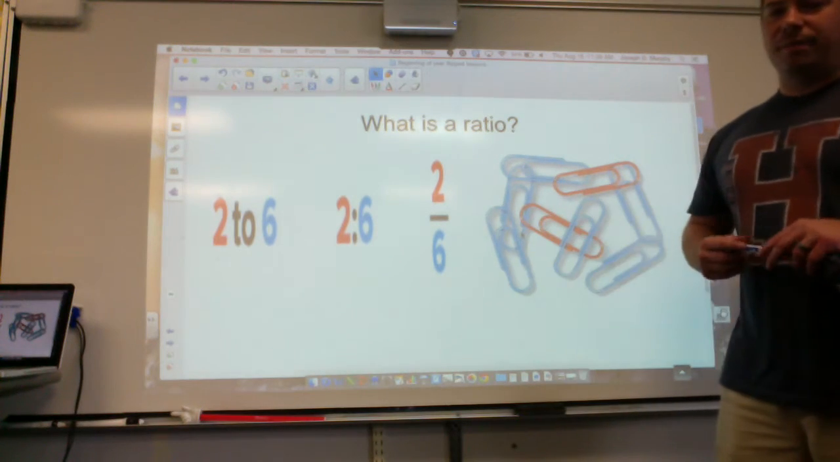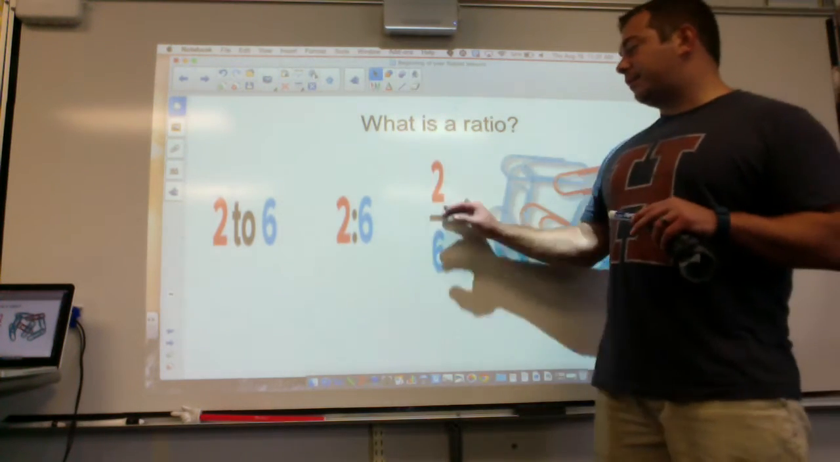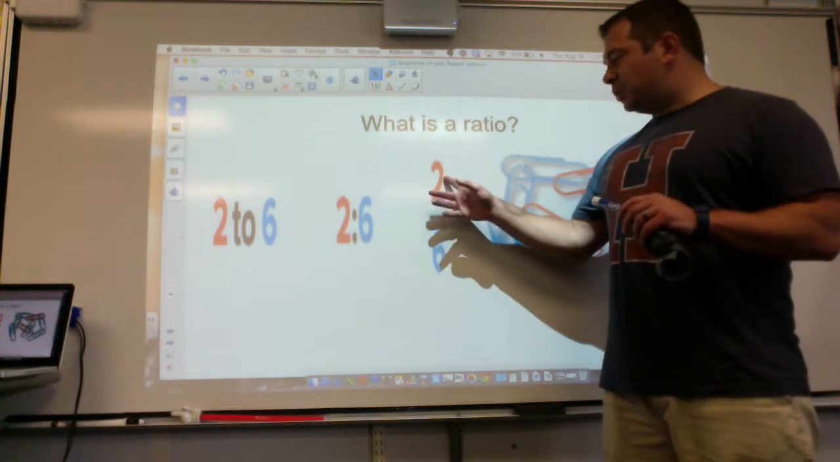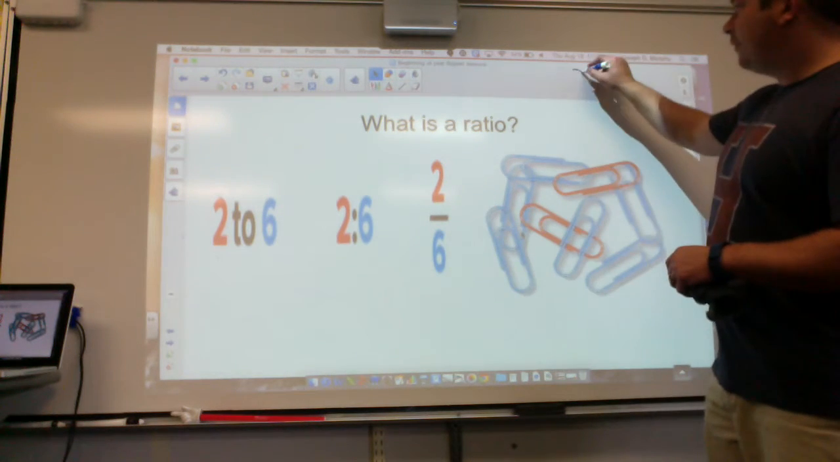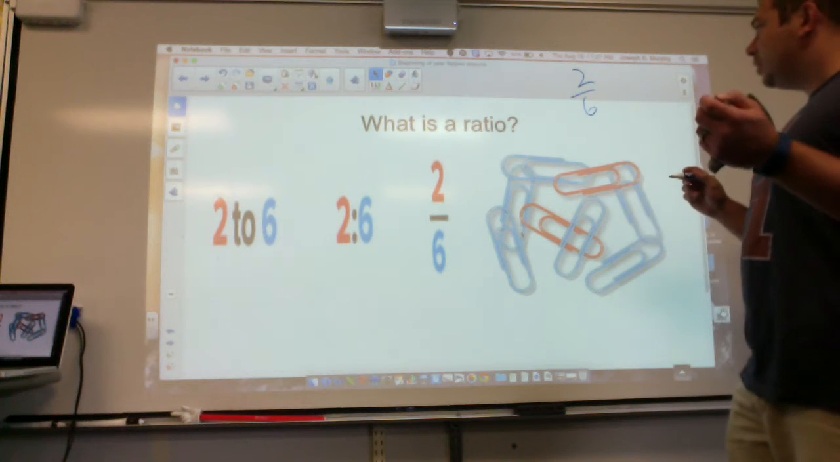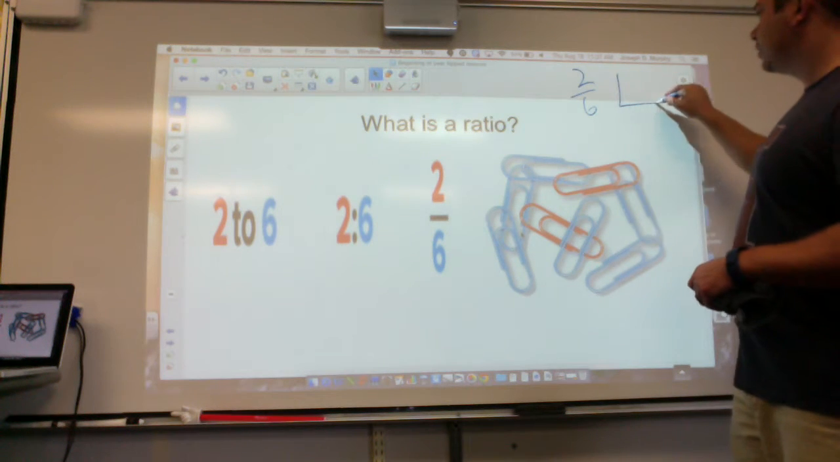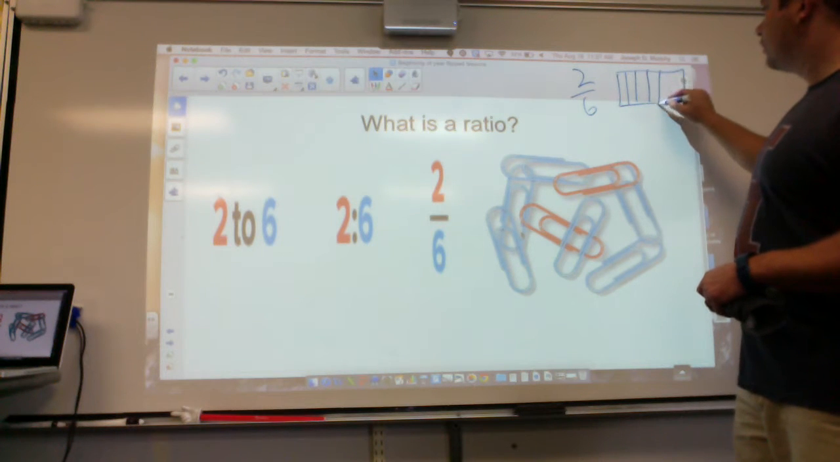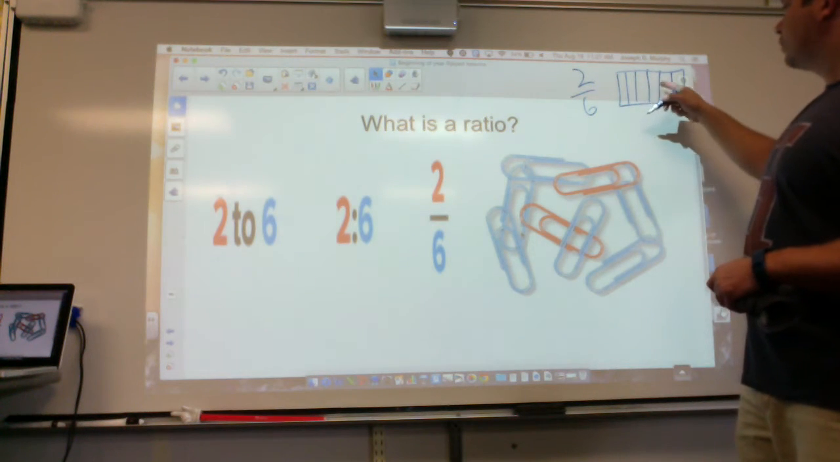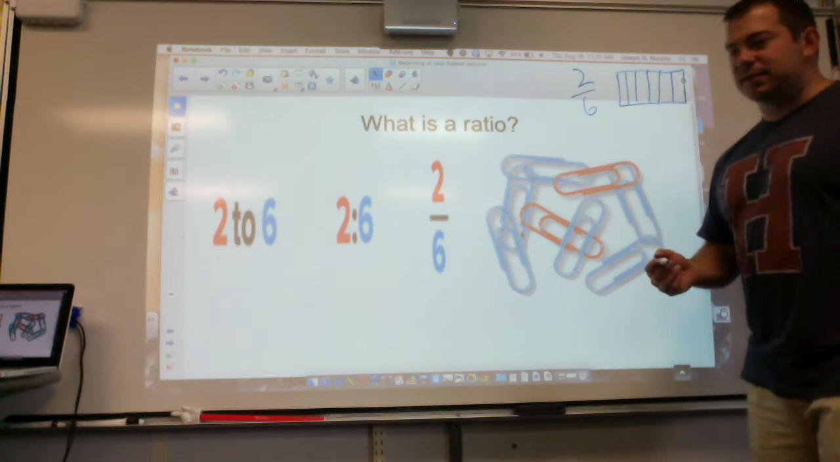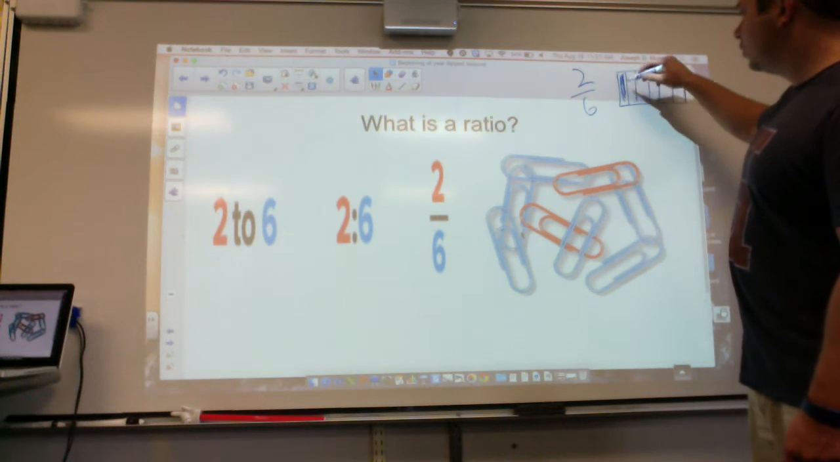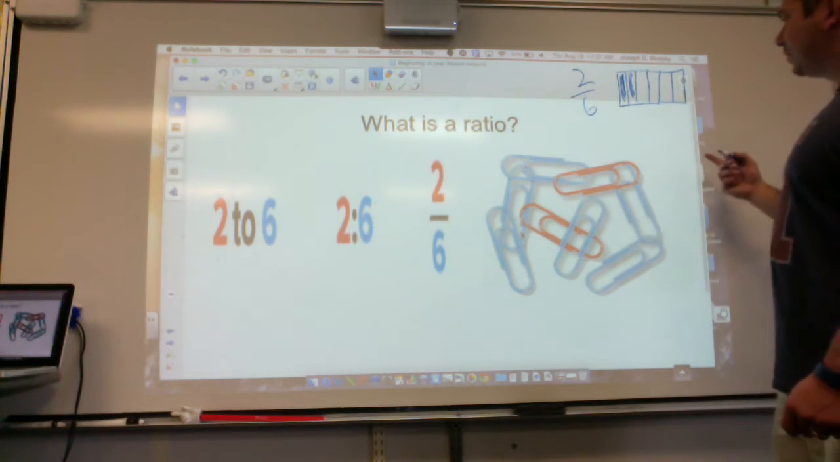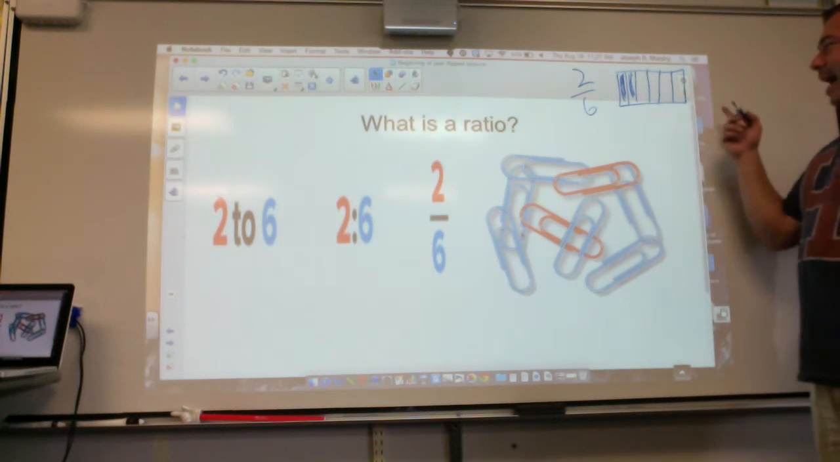Now, some people, like myself, might get confused with the fraction form. Because usually when we talk about fractions, if I were to say 2 out of 6, you might think something like this. Let's break this into 6 pieces. 1, 2, 3, 4, 5, 6 somewhat equal pieces. You might think it's 2 out of 6. So that looks like 2 out of 6.